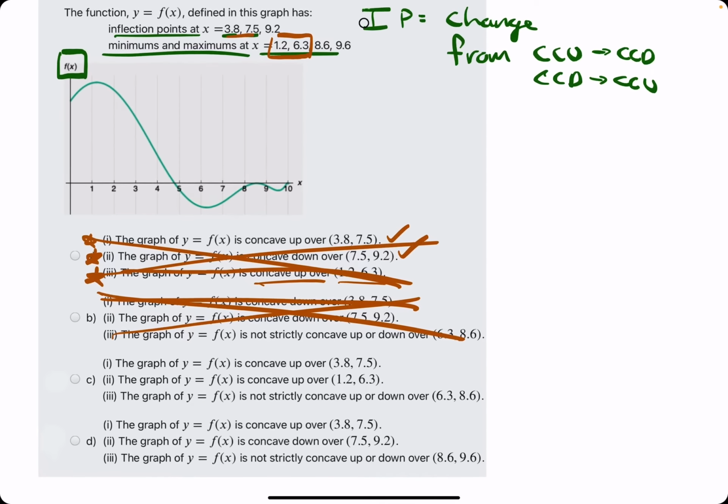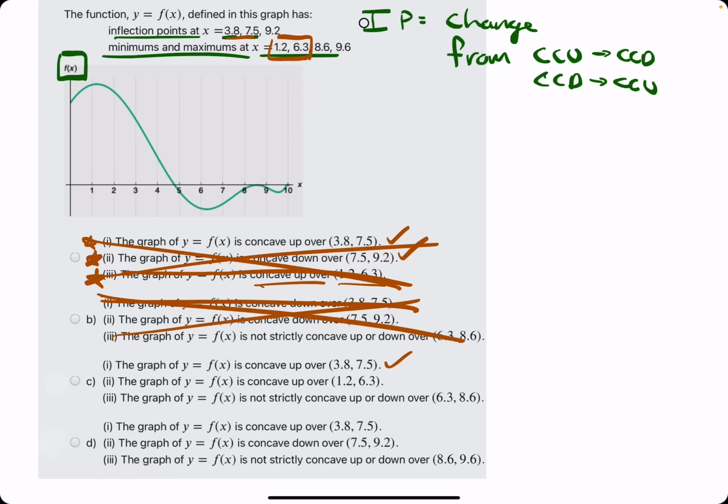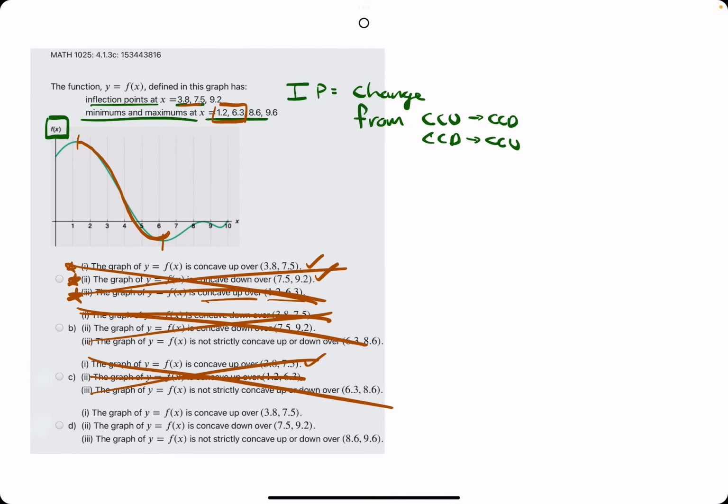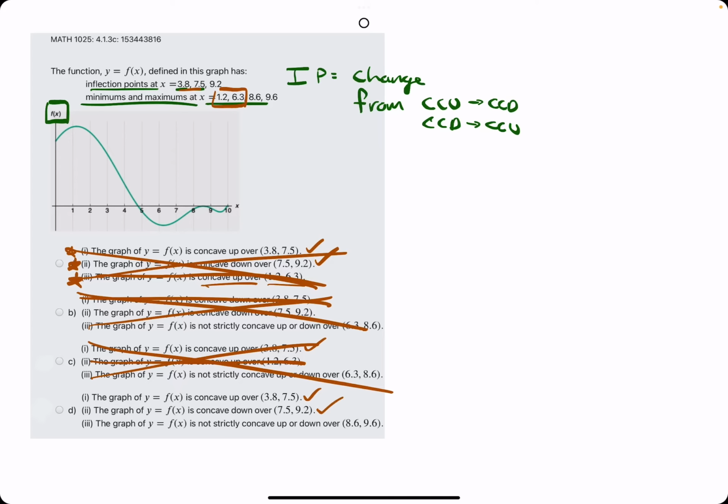C, they say f is concave up, 3.8 to 7.5. We said that was true from option A. And then concave up 1.2 to 6.3. I believe that's the one we said was false in option A, because it changes from concave down to concave up at some point. So that's wrong, which makes all of C false. And we move on to option D. Concave up, 3.8 to 7.5, that is true. Concave down, 7.5 to 9.2, we also said that was true from option A.